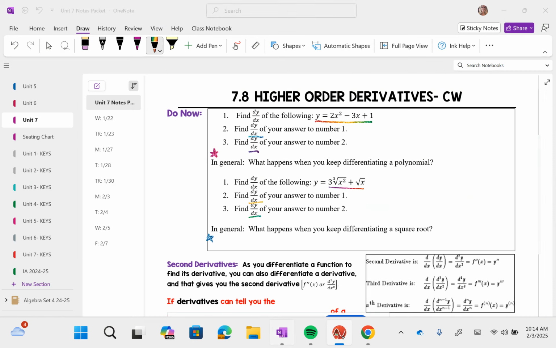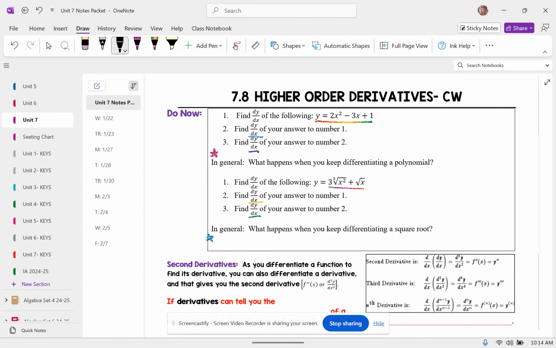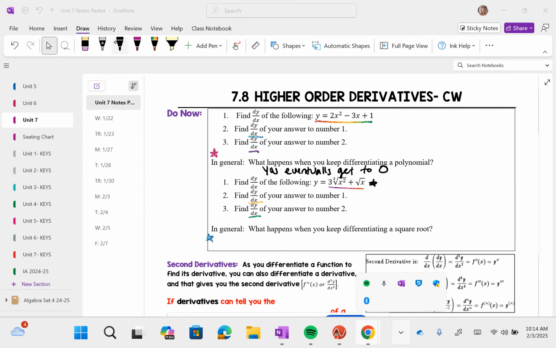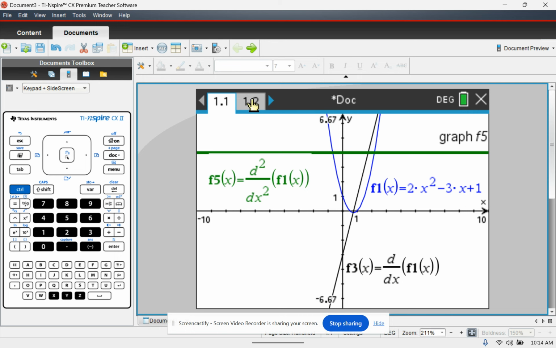So the general trend that we can comment on here is what happens when you keep differentiating a polynomial. You eventually get to 0. Right? A power keeps peeling off every time until you end up with no powers. Let's look at the function below. It's a little tricky. It's a square root and a cube root, right? So let's see what happens when we start taking the derivative of roots a bunch of times.